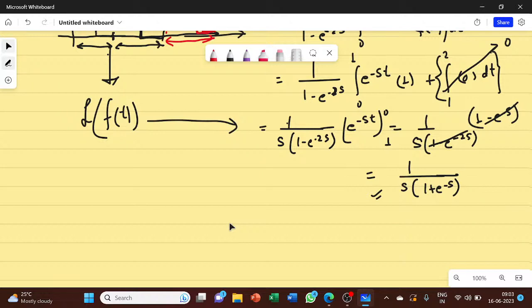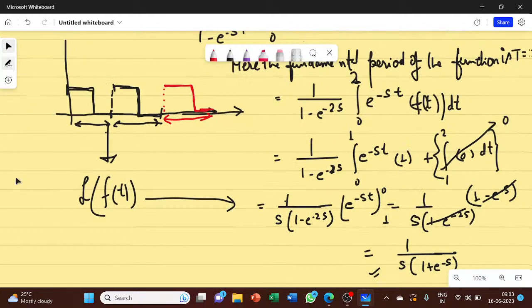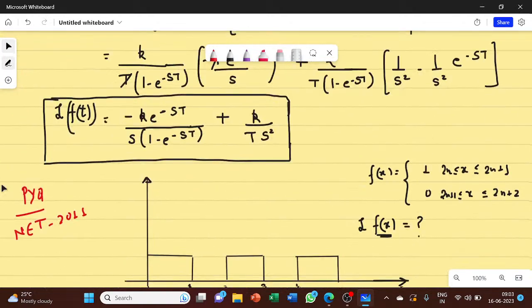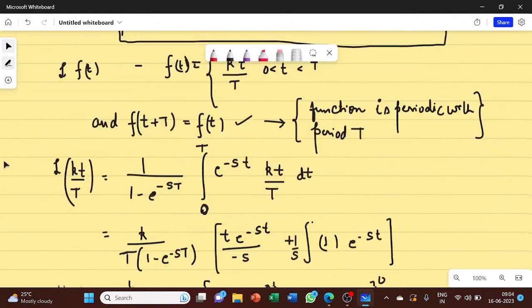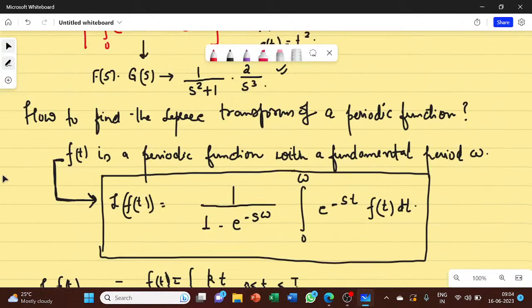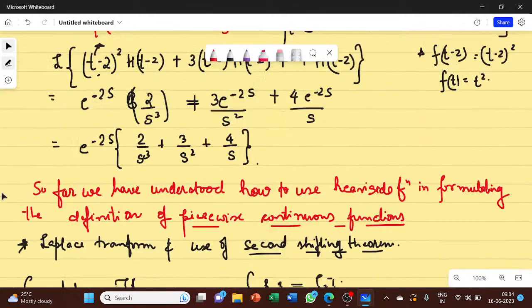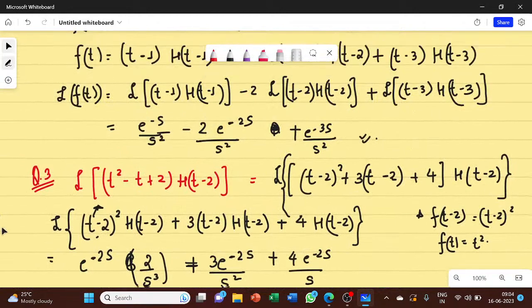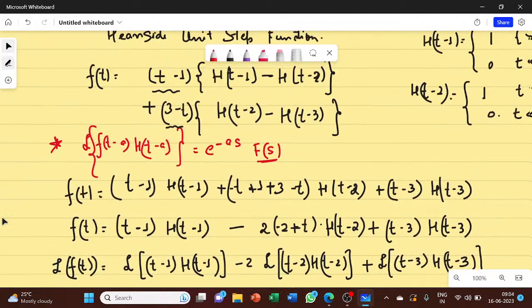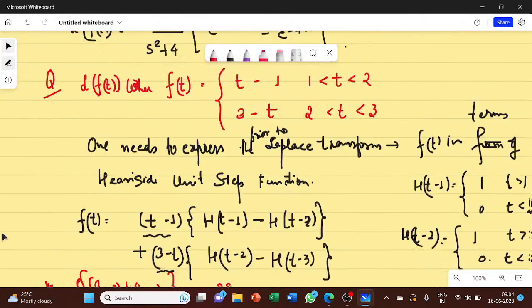Okay, chalo. So this is one of the previous year questions. Now let us again divert our attention to the revision side. So till now, what we have done is the Laplace transform of periodic functions. Then we have also done the convolution theorem, the revision of the convolution theorem. Then we have done how to use piecewise continuous functions and the second shifting theorem.